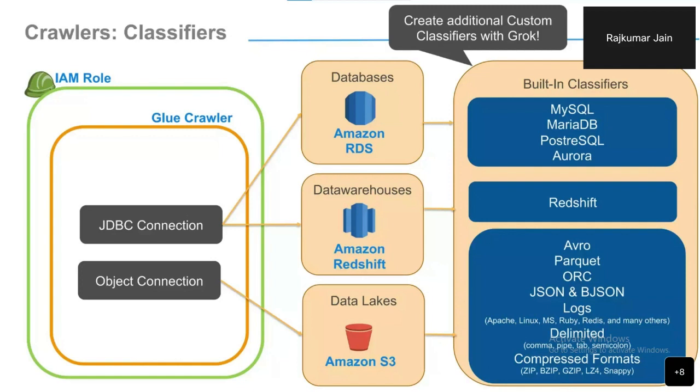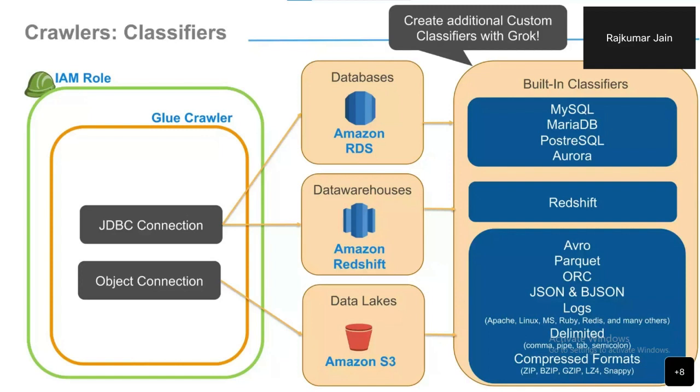The object connector we use to connect with Amazon S3, because it is a very cheap source system to save your data in. So we use the object connector in that case. Once we have done it, you can see the other built-in classifiers, which are category wise.